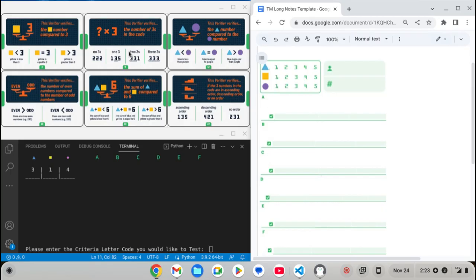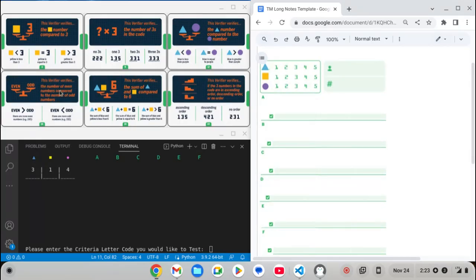Criteria card B takes a look at our 3-digit solution, and the Turing Machine will let us know how many 3s there are. Are there no 3s? Is there a single 3? Perhaps 2? Maybe even all 3. Criteria card C will take a look at our first and last digits, the triangle and circle, and compare them. Should the value of triangle be less than circle? Should they be equal? Or should the value of triangle be greater than circle?